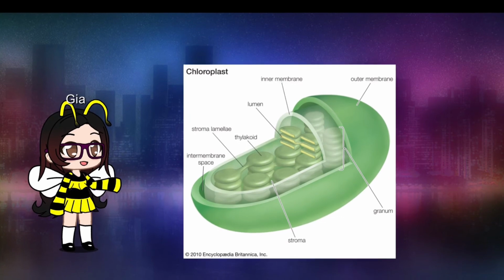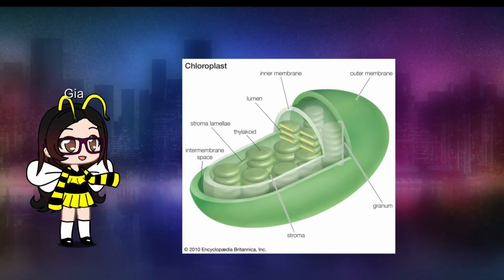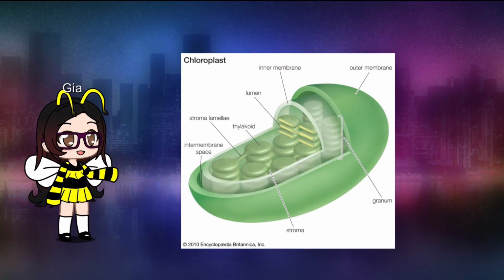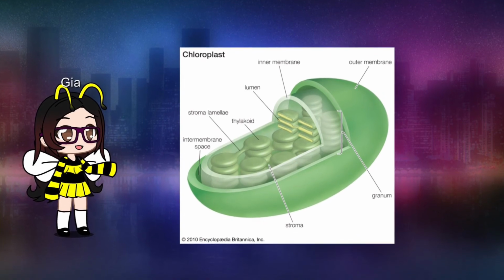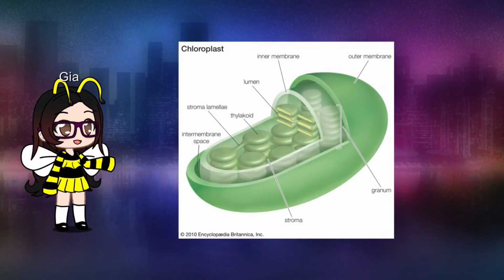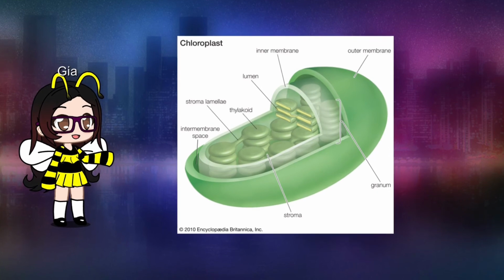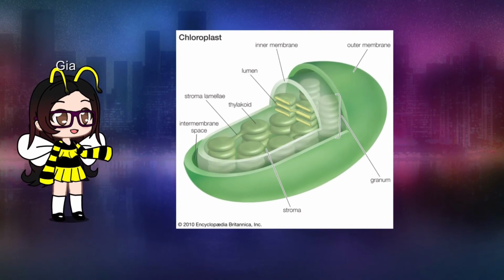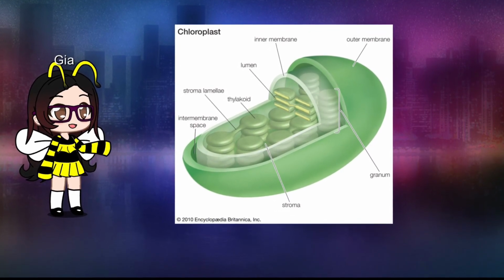Chloroplasts are organelles that conduct photosynthesis. They are found in autotrophs. They also use sunlight, carbon dioxide, and water to make glucose, which means they make food. They are bean-shaped with stacks of thylakoids on the inside.